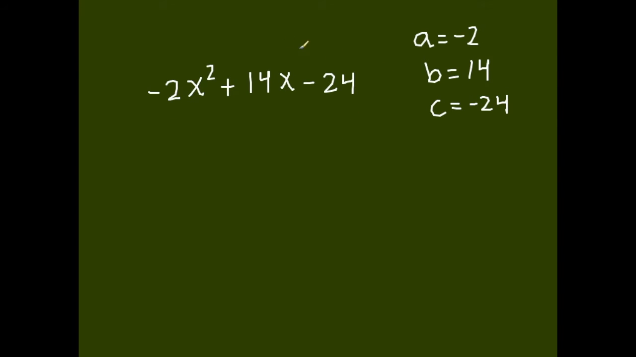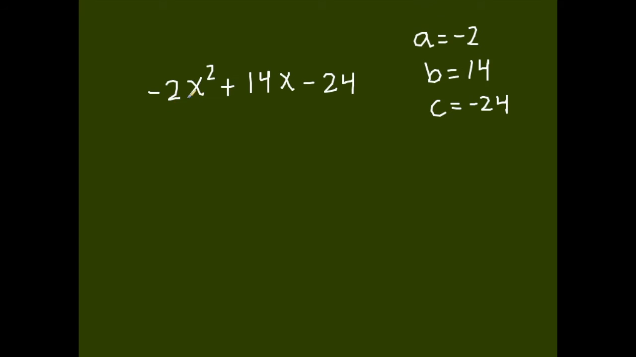So can we pull out any common factor here? And the answer is yes. They all have 2 in them. And in fact, they all have negative 2 in them, right? Because 14x is the same thing as negative 2 times negative 7x. Okay, so they all have a negative in them.